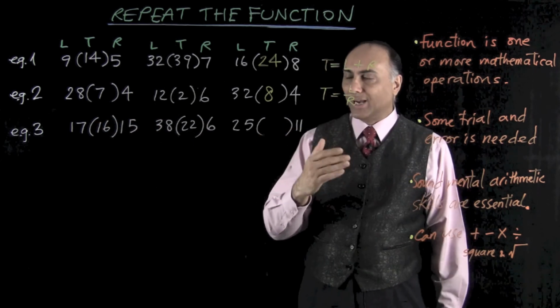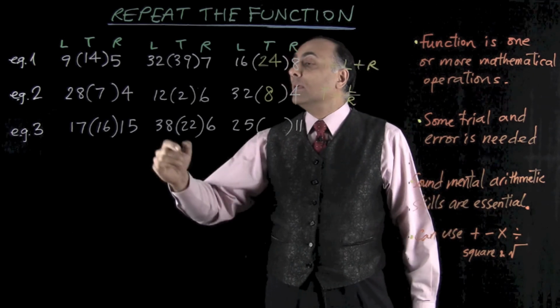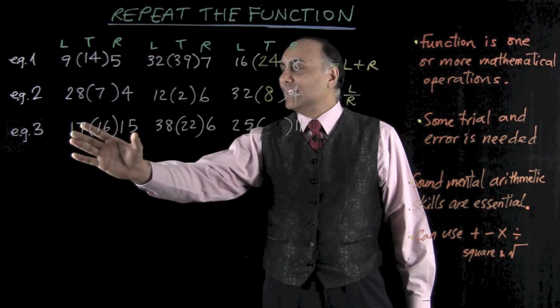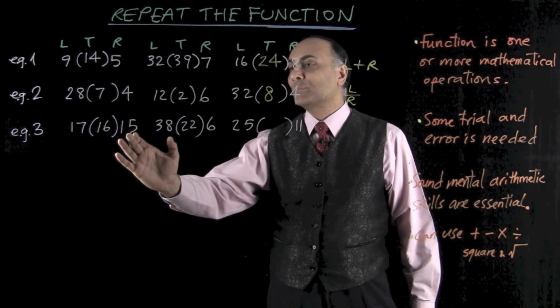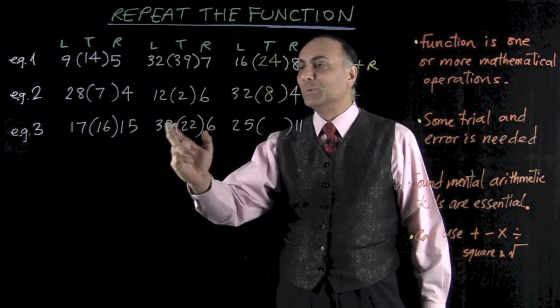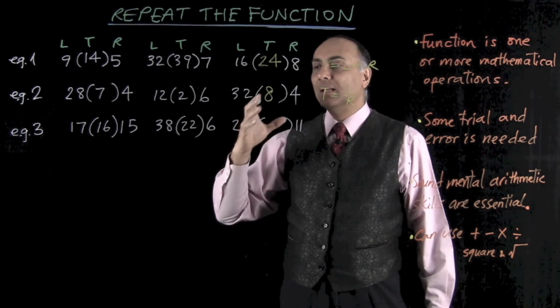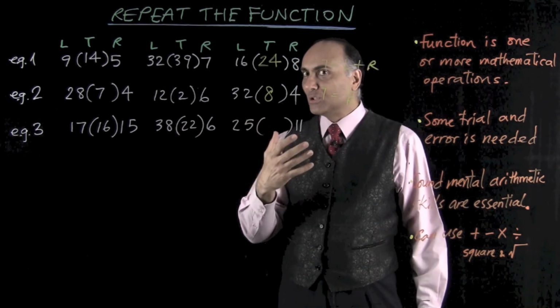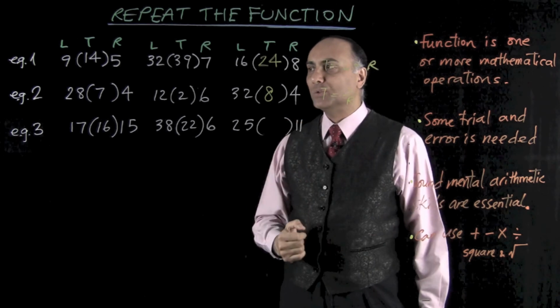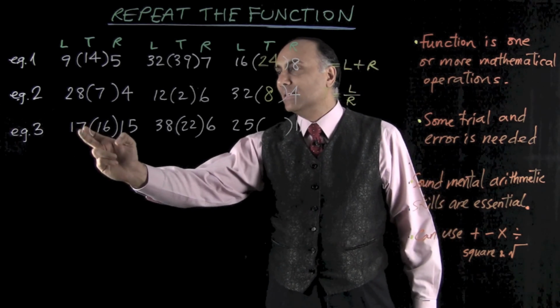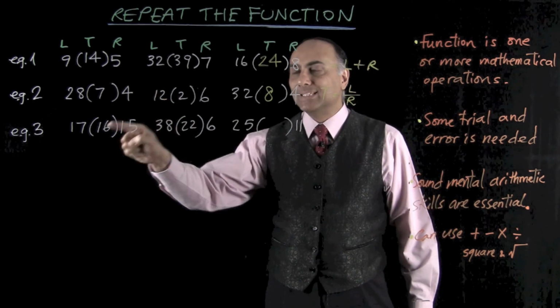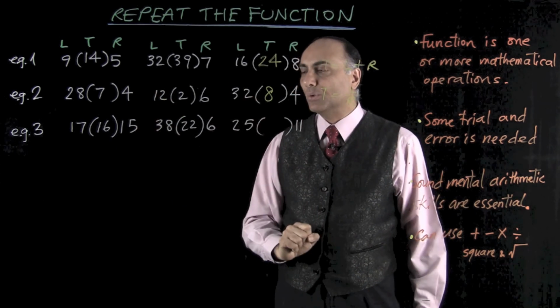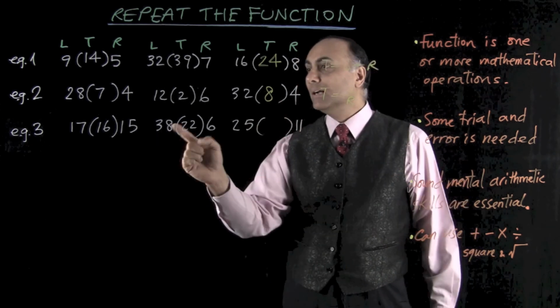This is where some trial and error comes into it now. 16, I notice, is exactly halfway between 17 and 15. And 22 is exactly halfway between 38 and 6. So I now know which operation or which function I have to use. If I add together 17 and 15, that makes 32. And then to get my 16, I halve the total. I'll check that works here.